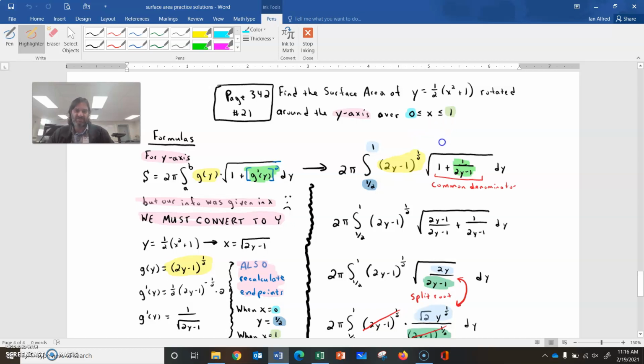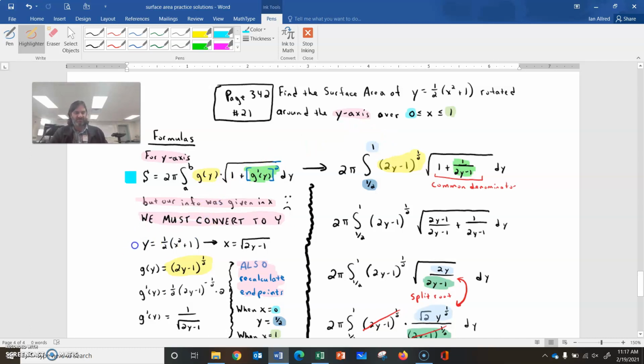So you got to pay a lot of attention here because the function you're given is in terms of x. The endpoints you're given are in terms of x, but you're asked to rotate it around y. And when you rotate it around y, you want everything to be in terms of y. So we want a surface area function in terms of y, which means we need to get x by itself, and we also need to change our endpoints from x to y.